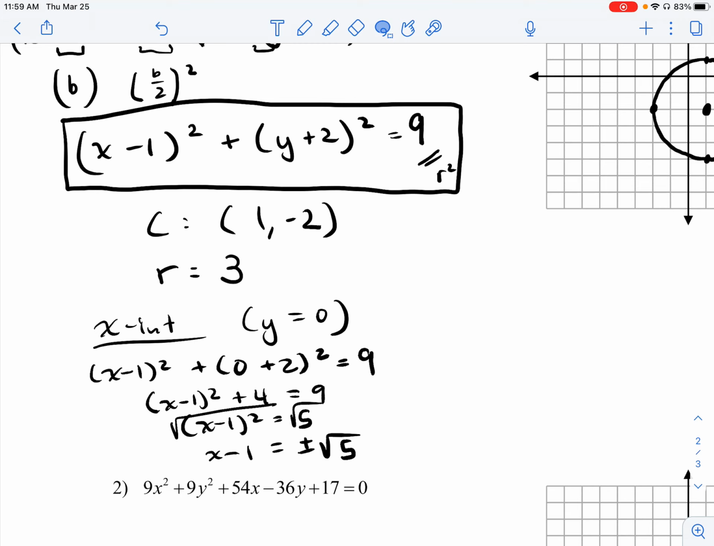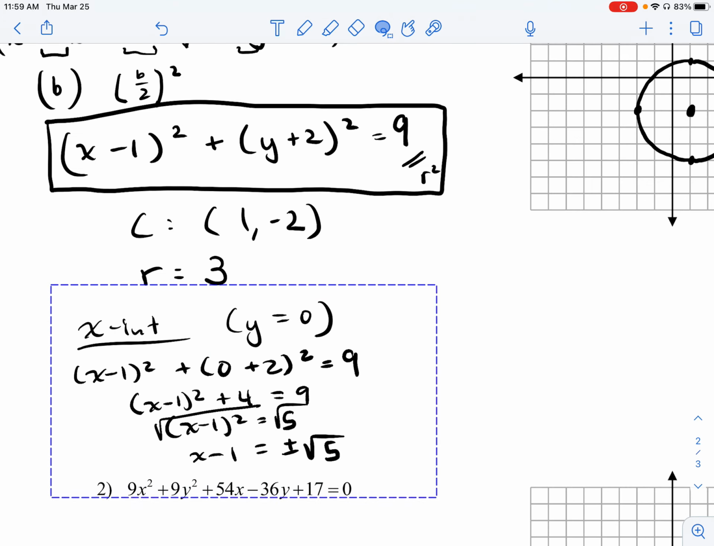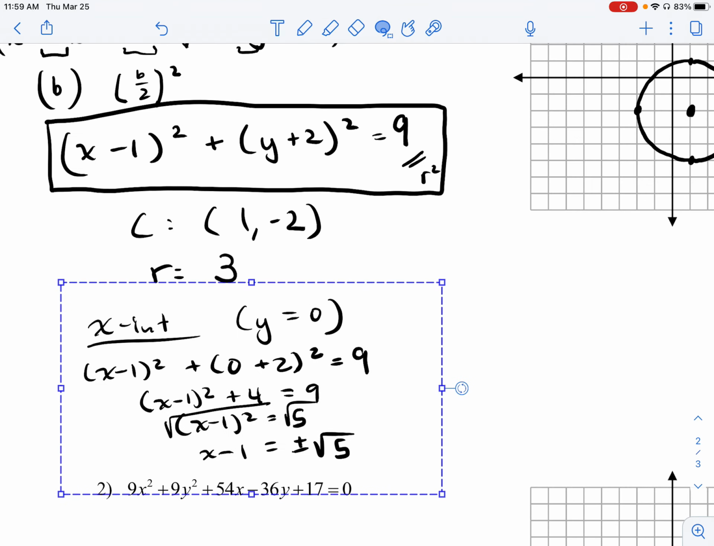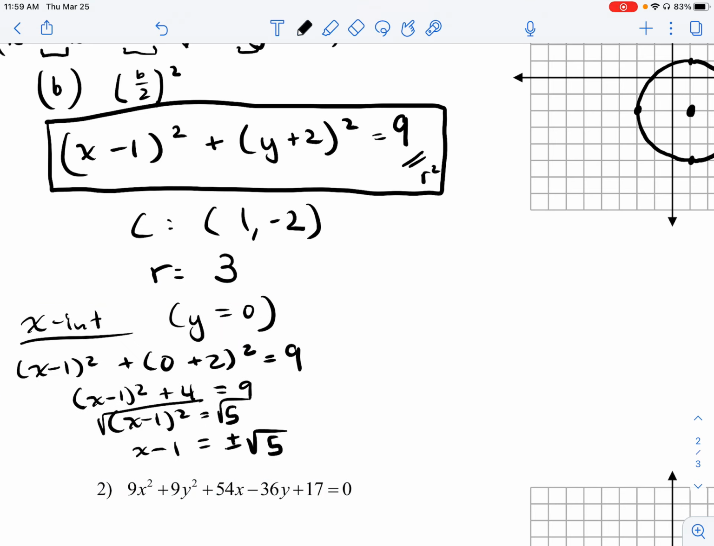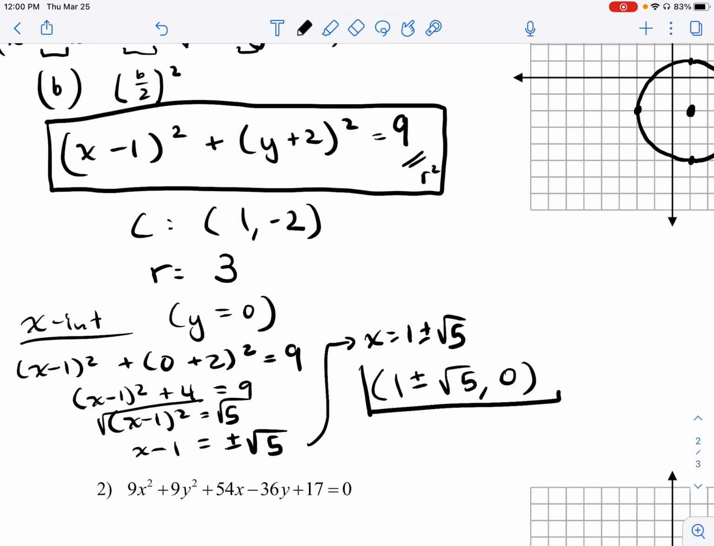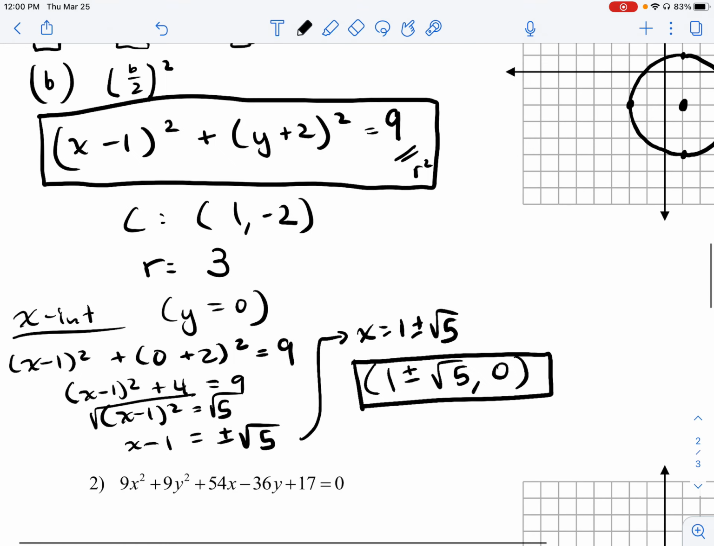And then let me actually just go ahead and continue this over here. Oops, I don't want to move all that. Let's try that again. And so here, I can just say x is equal to 1 plus or minus root 5. Keep in mind, that is not your x-intercept. An x-intercept is a coordinate. So I'm going to write this as 1 plus or minus root 5, comma 0. There's my x-intercept, which again is the place where it's going to cross the x-axis because that's when y is equal to 0.